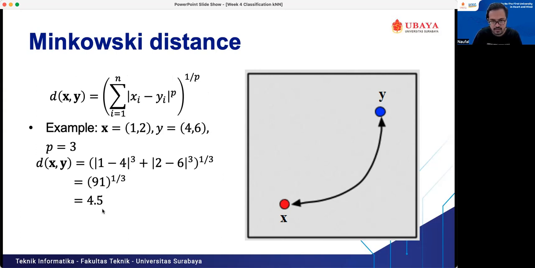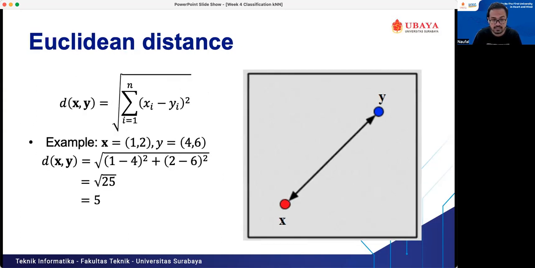So Minkowski distance, Manhattan distance, and Euclidean distance are the distance measures. So we can choose one of them for calculating the distance between two vectors, right?